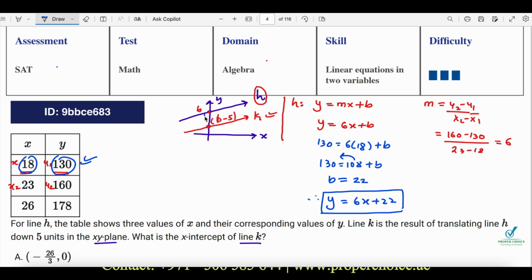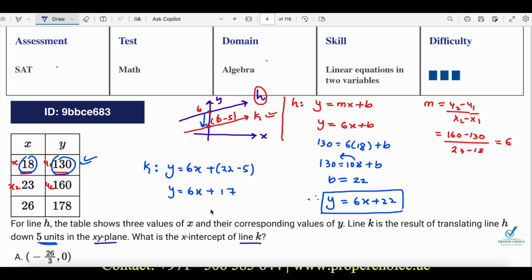As I told you, while finding the equation of line K, we have to take line H 5 units down. According to this, it has been translated 5 units down, which means the y-intercept should be subtracted by 5. So the equation of line K I am writing here is y equal to 6x plus 22 minus 5. Why? Because I am subtracting 5 units down. So that becomes y equal to 6x plus 17.